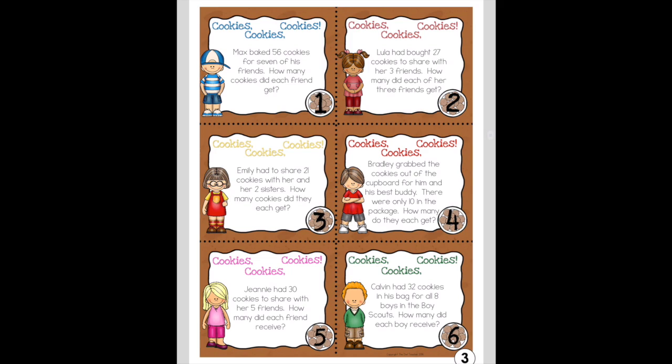Question number 1. Max baked 56 cookies for 7 of his friends. How many cookies did each friend get? So first we should highlight the important parts of this question, this word problem. How many cookies are we talking about? Well, we're talking about 56 cookies, right? And how many friends does he have? He needs to share them with 7 of his friends. So here are our numbers. We have 56 and we have 7. Our question is, how many cookies did each friend get?